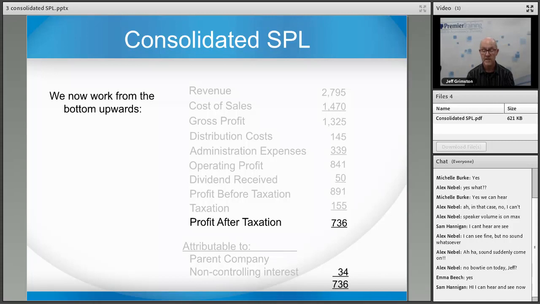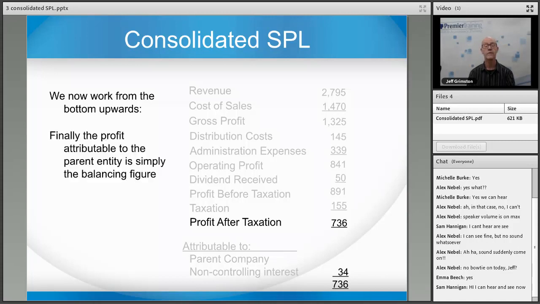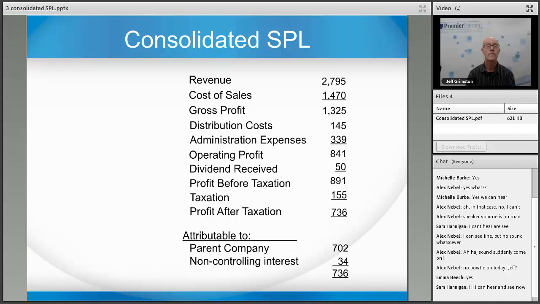Non-controlling interest is 34, and the final figure is simply a balancing figure. Take 34 from 736 to give 702. And that is our completed statement of profit or loss. I've yet to hear of any arcane method for working out the parent company profit any other way other than as a balancing figure. That's it for the accounts.